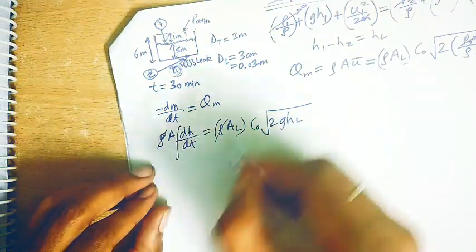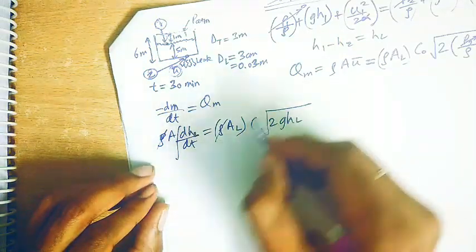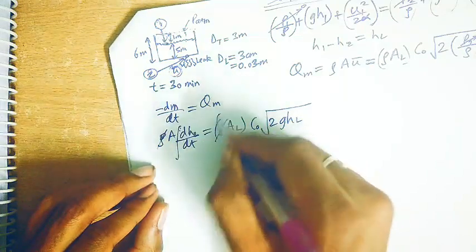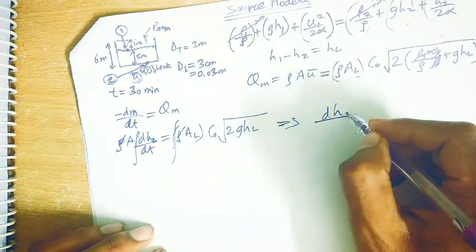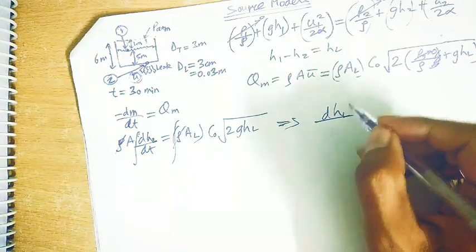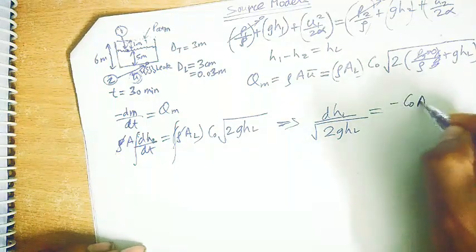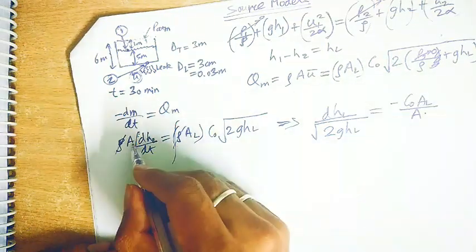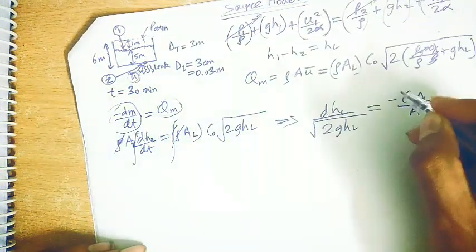And finally we will integrate dh using this H2. So this is like dh_L. So we will integrate both equations like this: dh_L upon under root of 2 g h_L is equal to C0 times A_L by A. This is the area of tank. This is the tank part, this is the leak part, area of tank.